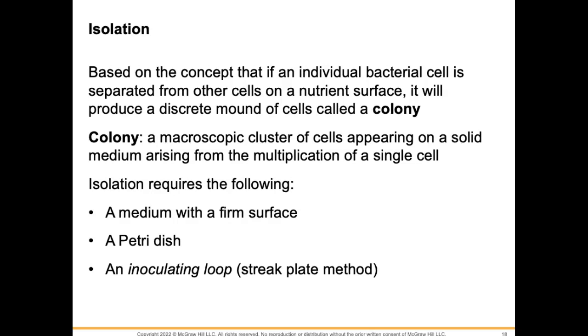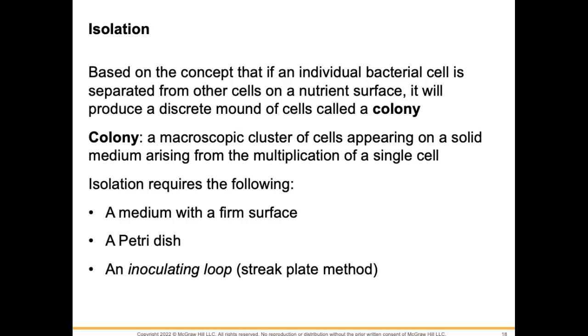Now I mentioned colony earlier, so when we're talking about macroscopic morphology, we're talking about what we can see with the naked eye on a plate or in a test tube. And what grows on the agar on those plates are referred to as individual colonies. So a colony is a macroscopic cluster of cells appearing on a solid medium arising from the multiplication of a single cell.